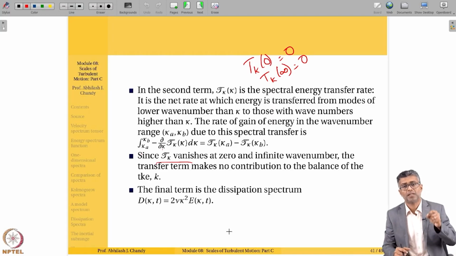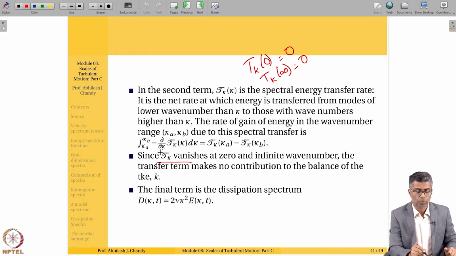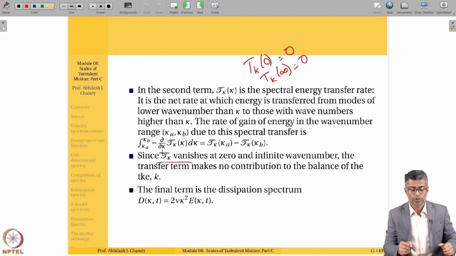Now it is basically the net rate at which energy is transferred from the modes of lower wave number to the modes of higher wave number. That's what it is. So if you want to find out the rate of gain of energy in the wave number range of kappa A to kappa B, you basically integrate this term, isn't it? So that is what is shown here, the integral from kappa A to kappa B of minus del Tk by del k dk, because that term itself has a minus. Now you are integrating a derivative. If you integrate a derivative, you will basically get the function you were taking the derivative of. So you're getting Tk of kappa A minus Tk of kappa B.